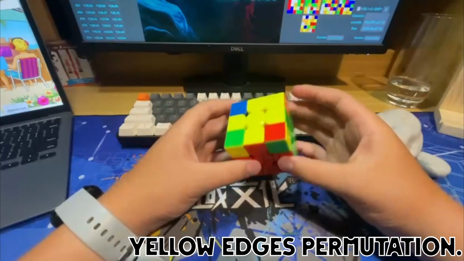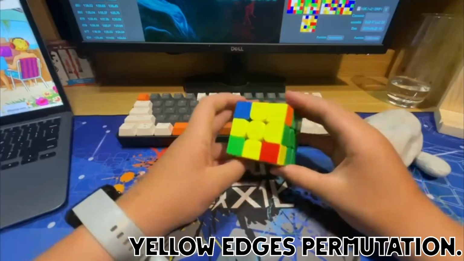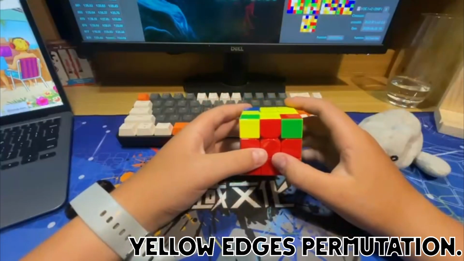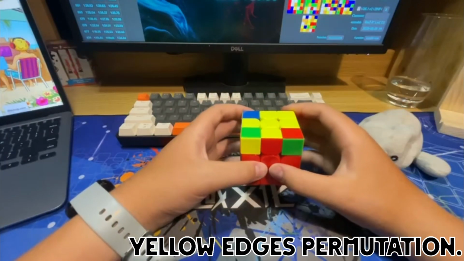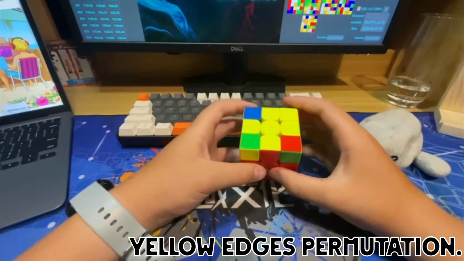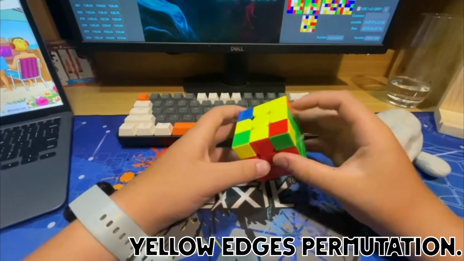You might need to twizzle it around a bit to get it so that they are all solved, but that should have done it. If it didn't, put the pieces back in the right and the back and do that algorithm again until it looks like this.